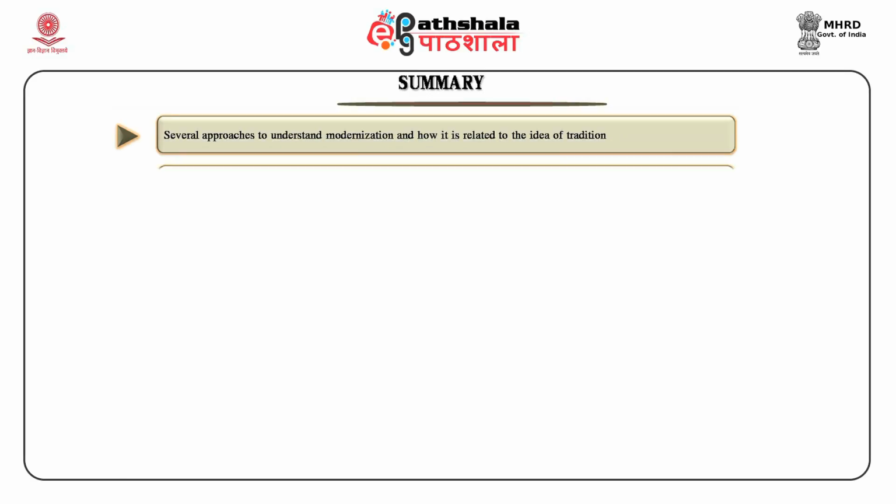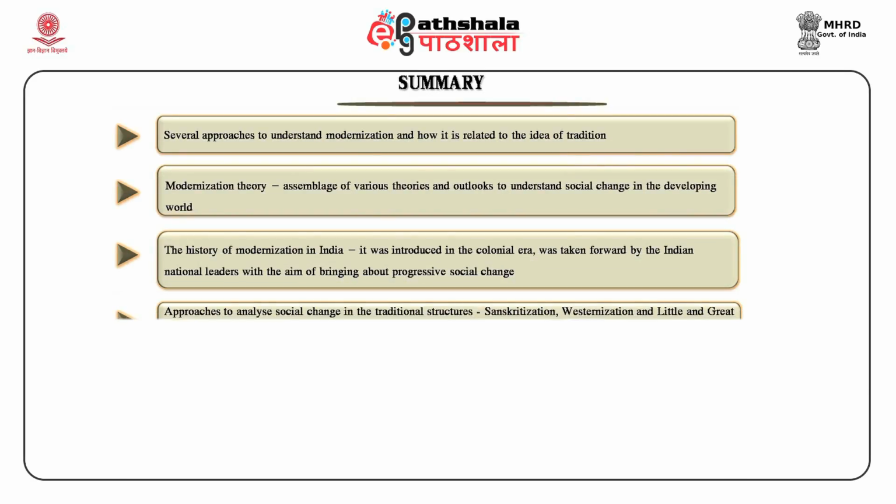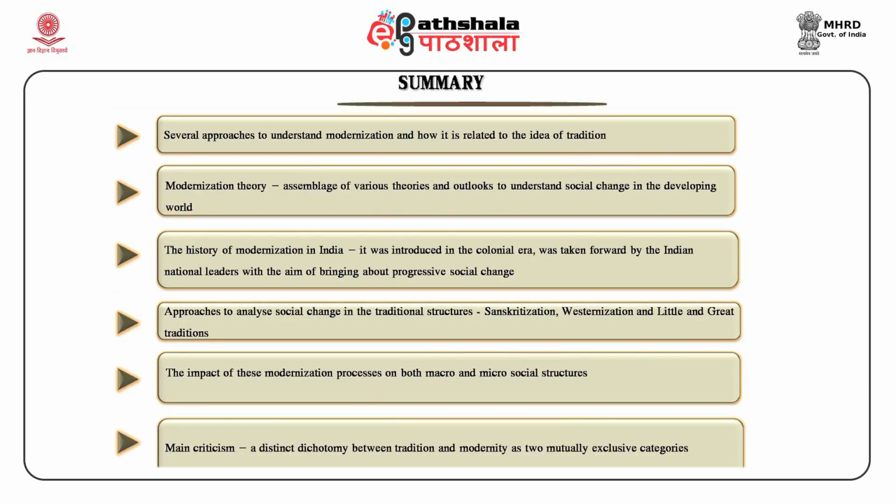Conclusion. The module began with a discussion of what modernization is and several approaches to understanding it and how it is related to the idea of tradition. It then discussed modernization theory, an umbrella term for various theories and outlooks which sought to understand social change in the developing world. Next, it discussed the history of modernization in India and how this modernization project, which was introduced in the colonial era, was taken forward by the Indian national leaders with the aim of bringing about progressive social change in Indian society.